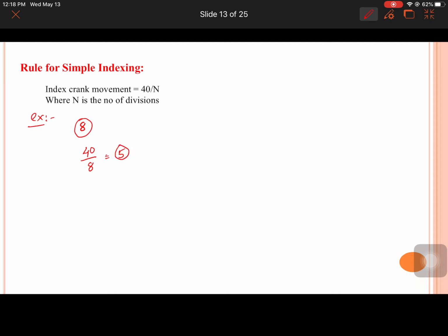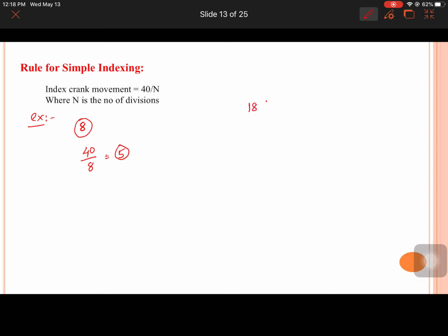That is 5. So what is the meaning of 5? Here we are getting the whole number. So 5 explains that we have to rotate the index crank for 5 complete revolutions so that you can generate the octagonal surface on the work part.